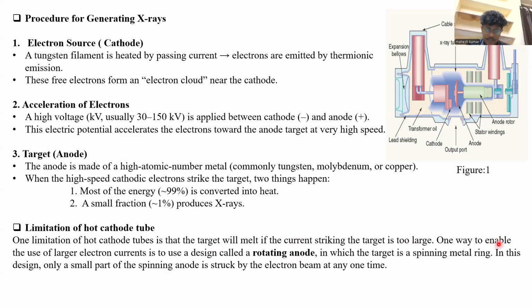So one way to enable the use of large electron current is to use a design called a rotating anode, in which the target is a spinning metal ring. In this design, only a small part of the spinning anode is struck by the electron beam at any one time. Basically, in the design of a rotating anode, we have increased the heat capacity of a spinning metal ring to avoid this problem.